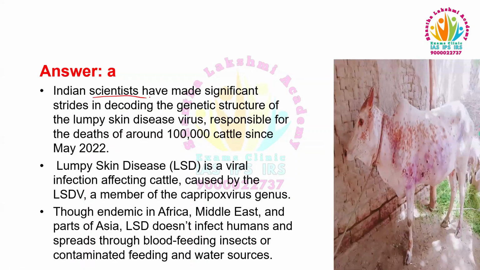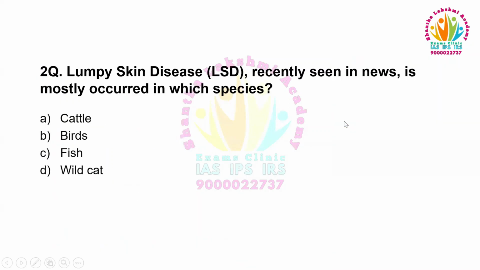Indian scientists have made significant strides in decoding the genetic structure of the lumpy skin disease virus responsible for the death of around 1 lakh cattle since May 2022. Lumpy skin disease is a viral infection affecting cattle caused by LSDV, a member of the Capripox virus genus. Though endemic in Africa, the Middle East, and parts of Asia, LSD doesn't infect humans and spreads through blood-feeding insects or contaminated feeding and water sources. So the answer is option A, cattle. Moving to the next question.